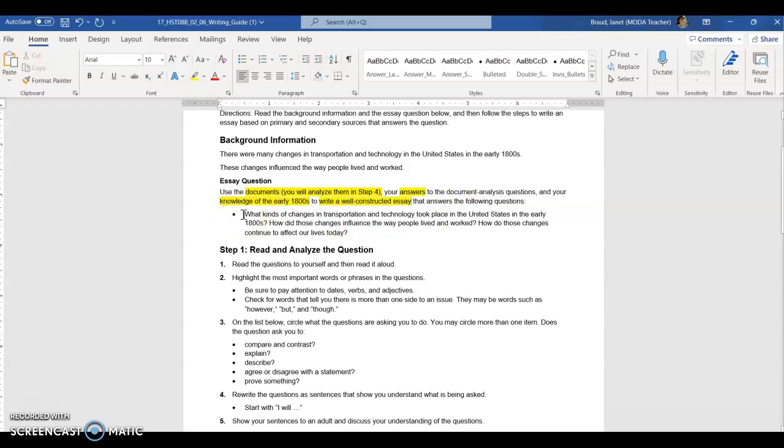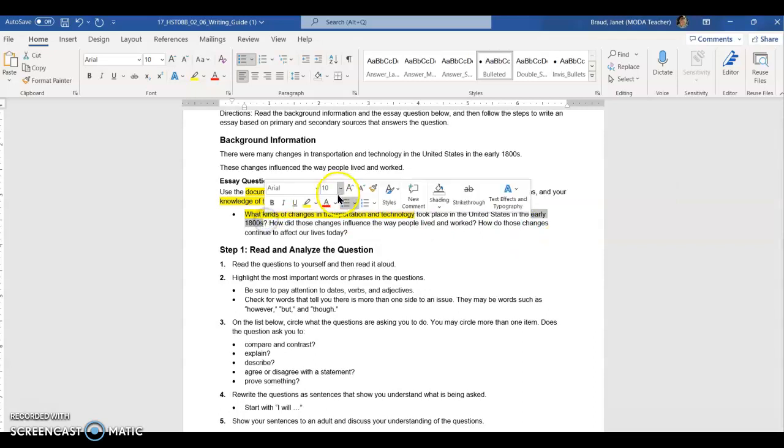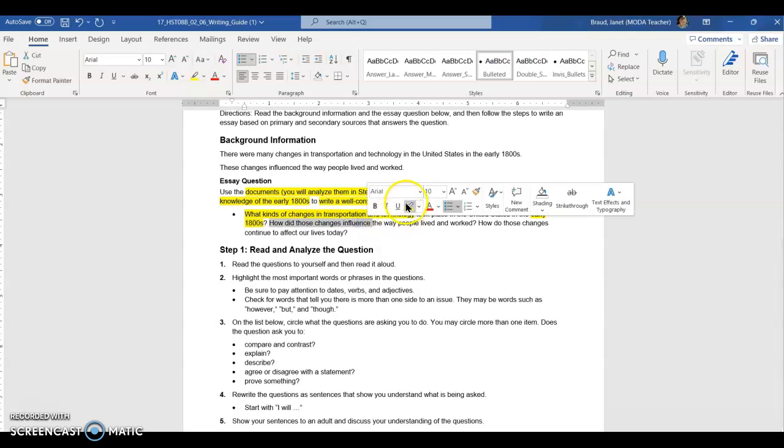So the questions are, what kinds of changes in transportation and technology took place in the United States in the early 1800s? So it's asking me for kinds of changes in transportation and technology. And then it's also giving me a time period in the early 1800s. So when we're talking about what kinds of things, it's asking us for some kind of an explanation or to identify changes. Next part of the question, how did those changes influence the way people lived and worked? So how did the changes influence the way people lived and worked? So how did they influence?